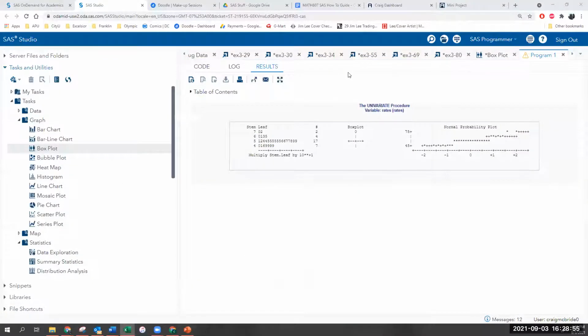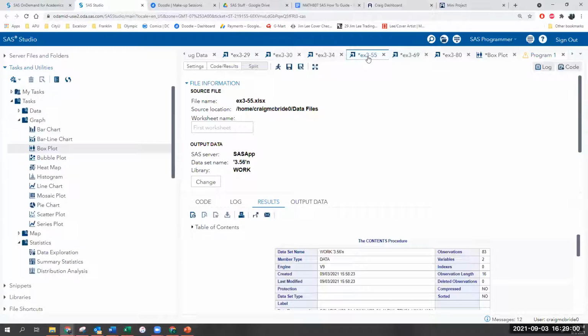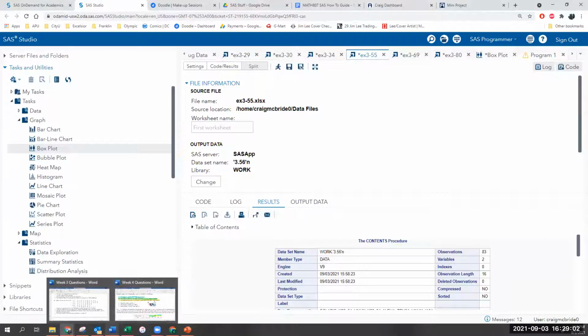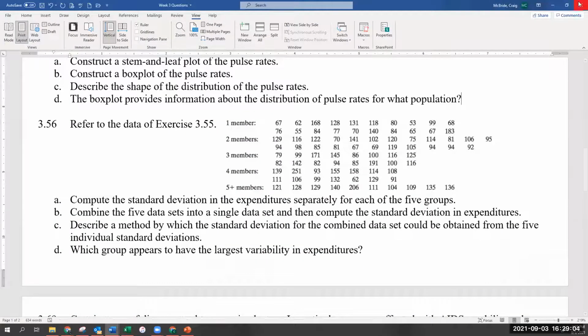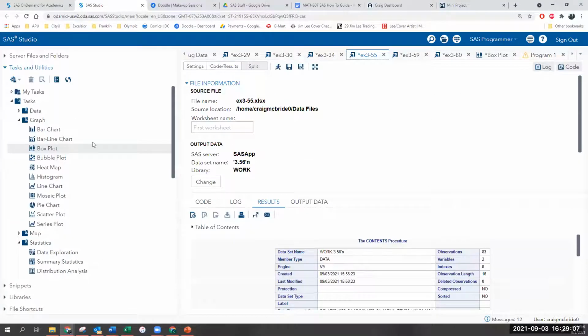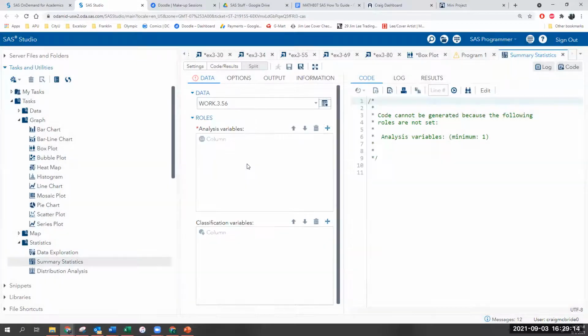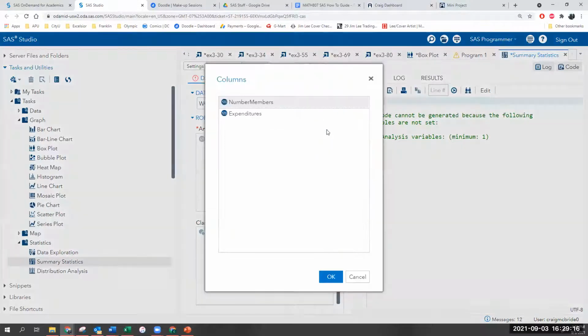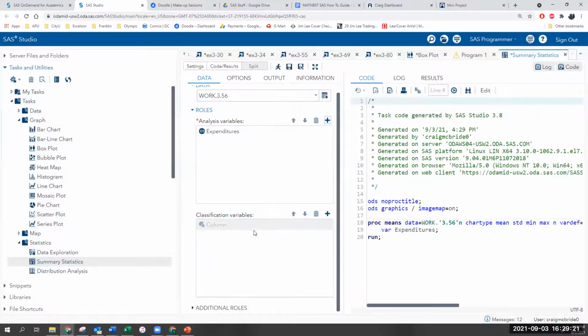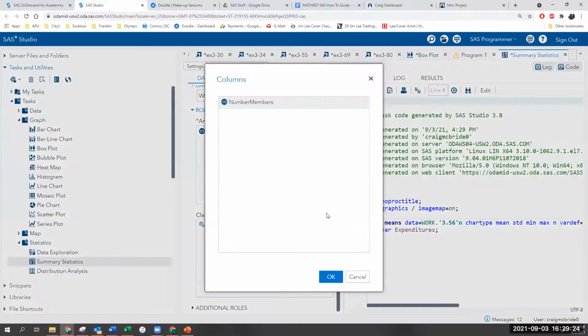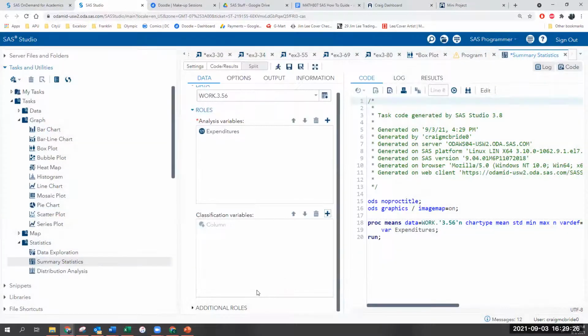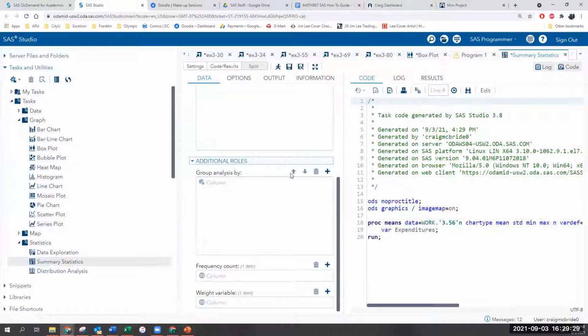So that was 54, right? I think it was 56. Let me see. 56? Sorry, 56. That's 56. Yeah, yes, 56. It was 56. Okay, which uses the data from 55. So if we go to summary statistics and grab 50, I called it 56, even though it's 55. And then we're going to add in expenditures, right? And if we use the classification variable, actually we don't want classification, we want group analysis by.